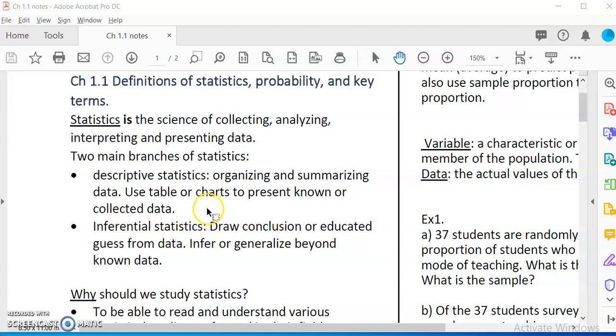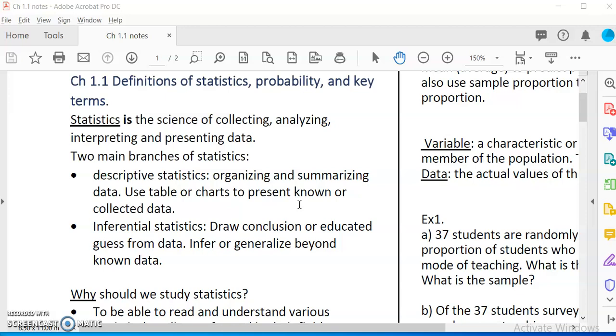When a statistician or a researcher or yourself decides to do a statistical study, there are two main branches that classify it according to your goal of using the data. If you are doing a descriptive statistical study, your goal is just to organize the data that you collect. Sometimes you don't even collect them. You just pick up some data that is already collected by someone, and you just use a table or chart to present the known or collected data. You just want to describe what you see. So that is called descriptive statistics.